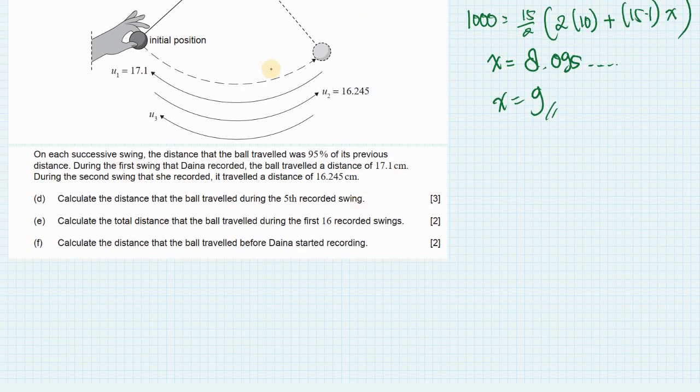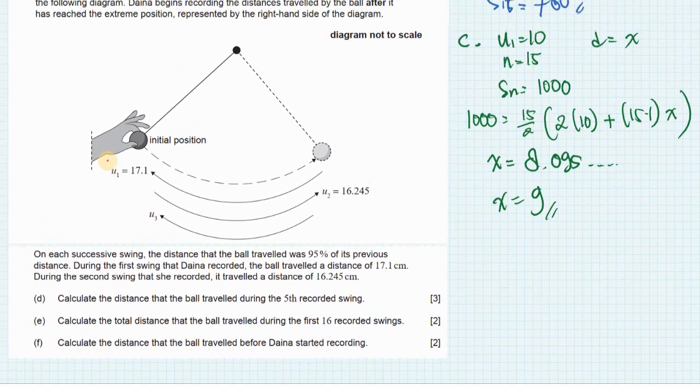I rarely use that function in my calculator. So this is the pendulum, and then we swing it, and after it's back, we calculate the first u1. So this one is u0, and then it goes here, u1, then goes here, u2, then goes here, u3, and then the distance is 95% from the previous. And the first swing is 17.1. This is our u1. Because this is 95%, now this is a geometric sequence.